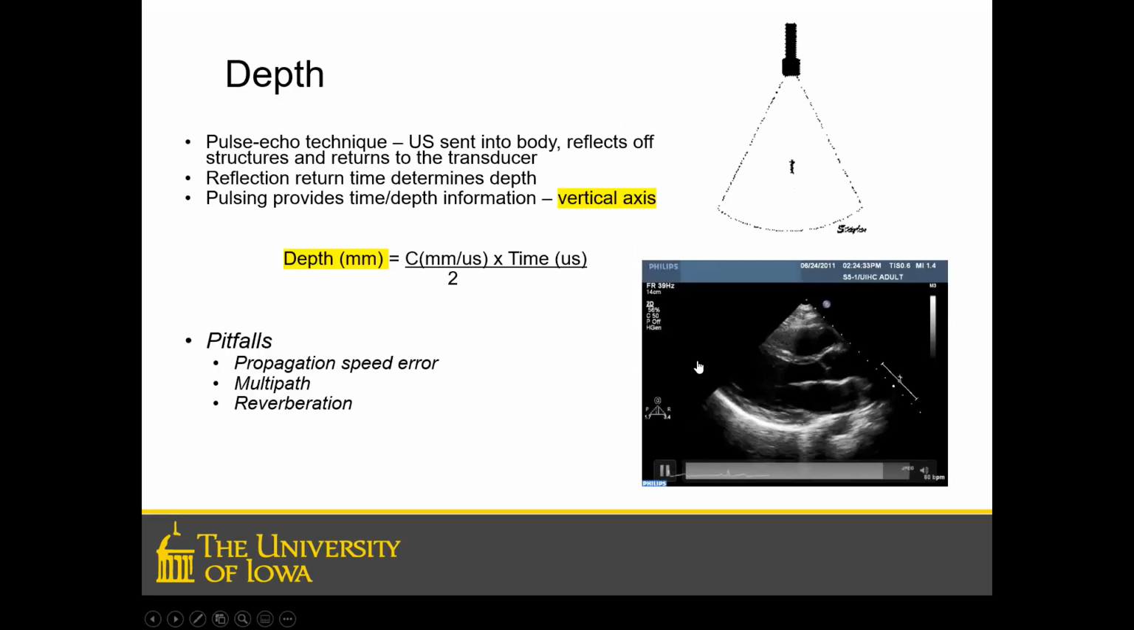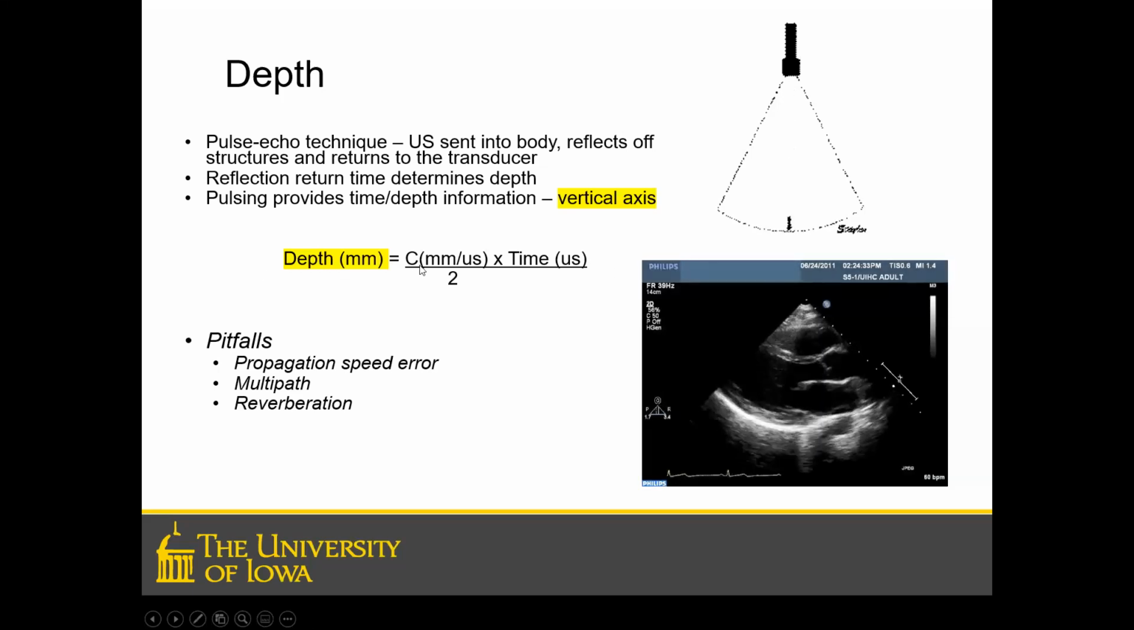So let's talk about depth on the vertical axis. We use a pulsed echo technique, which means a pulse of ultrasound is sent into the body. It reflects off of structures and returns to the transducer. That reflection return time is what determines depth. This is the equation that is used by the instrument to do that.